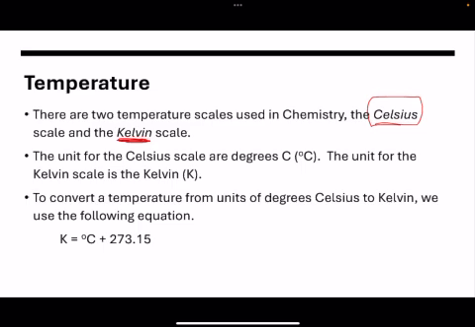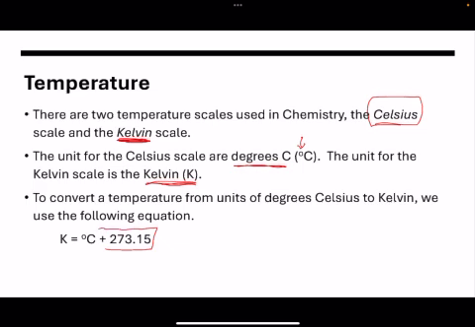The unit for the Celsius scale is degrees Celsius, which is represented by our little degree sign here in Celsius. The unit for the Kelvin scale is just K or Kelvin. Notice it's not degrees Kelvin, it's just Kelvin. To convert a temperature from units of degrees Celsius to Kelvin, there is a very simple equation. All you would do is add 273.15 to whatever you have in Celsius.